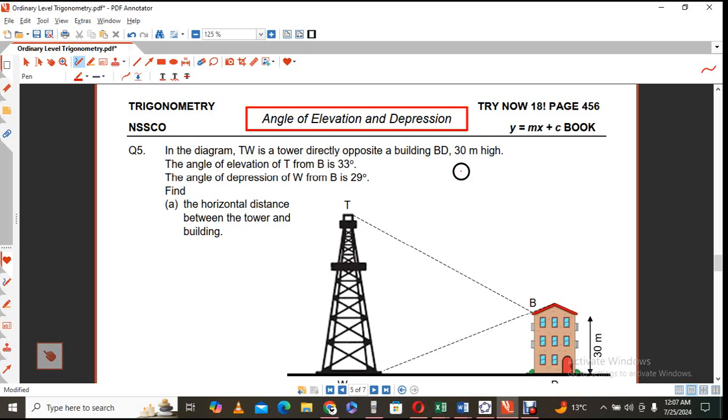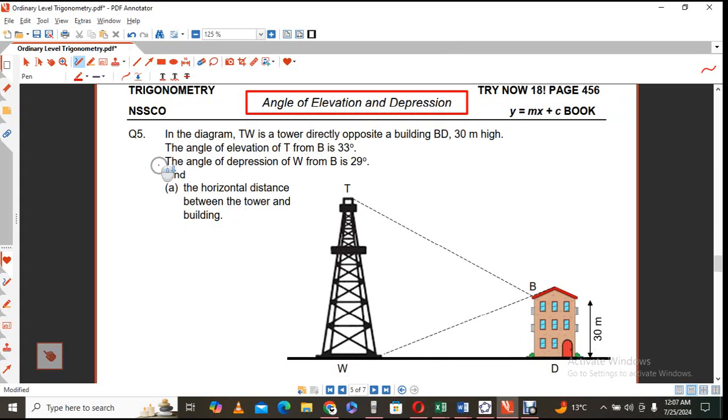I'm doing a quick question on angle of elevation and depression. And you can find this very same question in the textbook y equals mx plus c. It is on page 456, Try Now 18, and I am doing question 5.